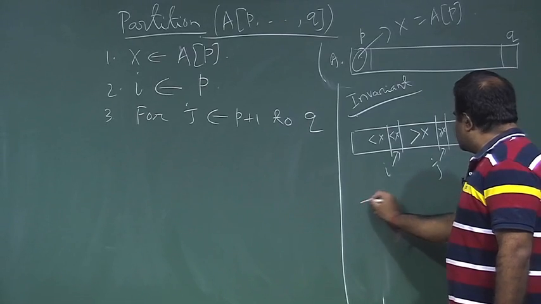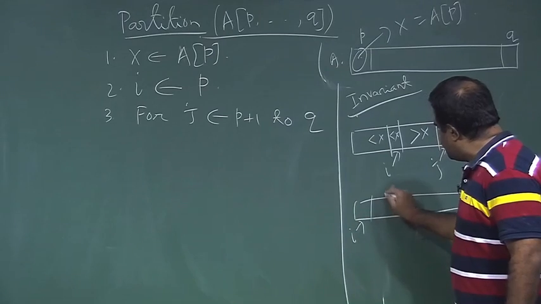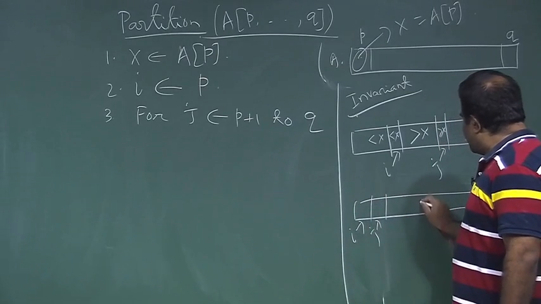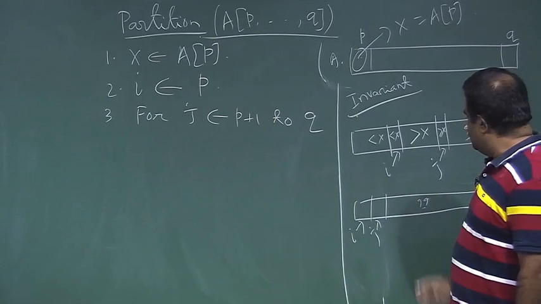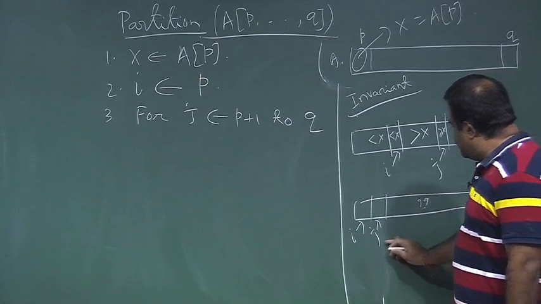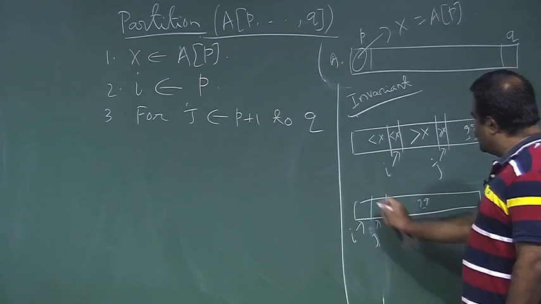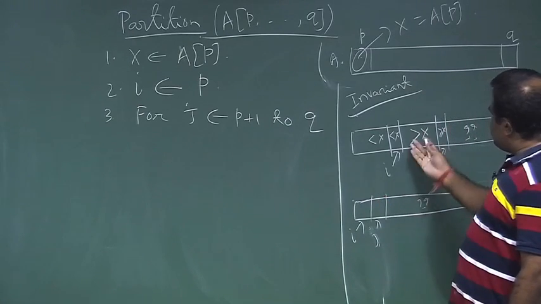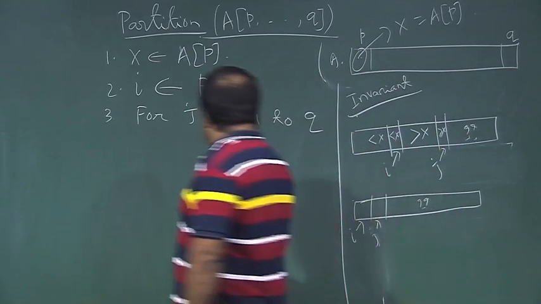So, what is the initial step? Initially i is pointing here and j is pointing here, and initially everything is yet to be decided. So, that is the initial condition, nothing is decided yet. That is the initial step. Okay. But at some point of time this will be the situation. Okay. So, we take this.